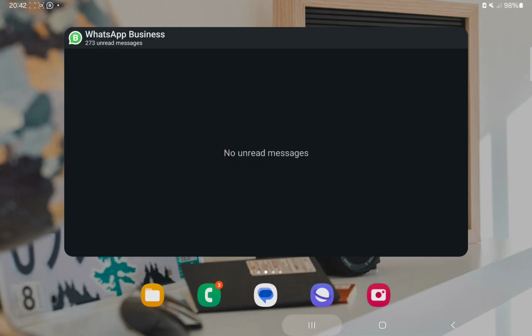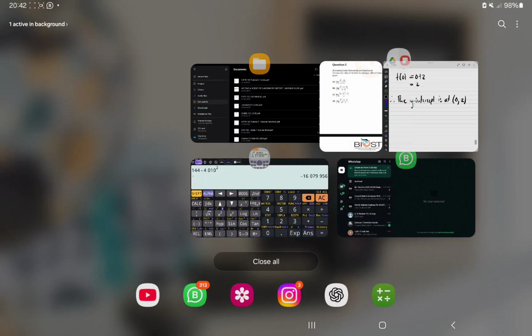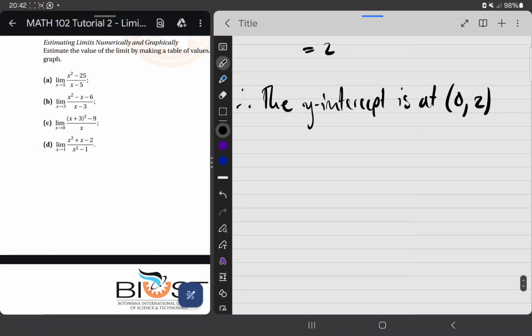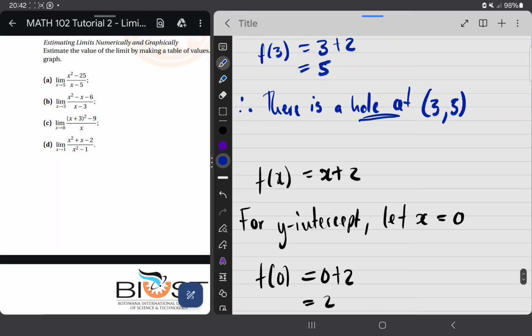You can use this. It's enough. You can use this to sketch your graph. These two are enough to sketch your graph. The y-intercept and the hole, okay? Because the hole is a point.